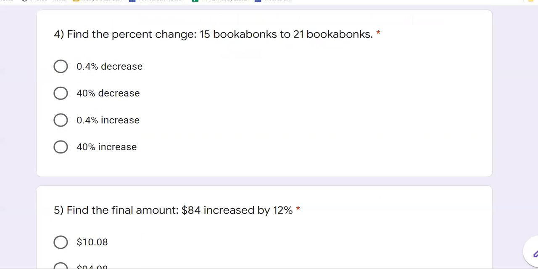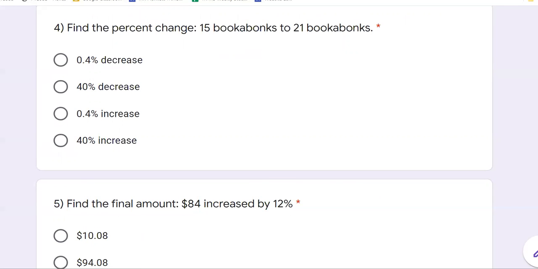Percent change. Percent change is always written as a ratio of the difference between the original amount and the new amount as a ratio over the original amount. And the original amount in this question is what you start with. So 15 bookabonks, that's the original amount. The difference is always positive. So I'm going to put a little plus sign. Difference is always positive. It could be negative if you're doing a decrease, or positive if you're doing an increase.